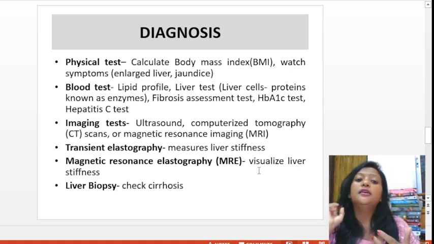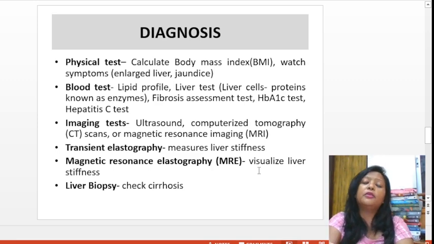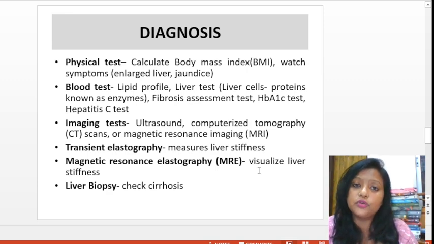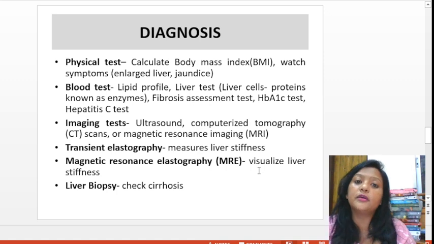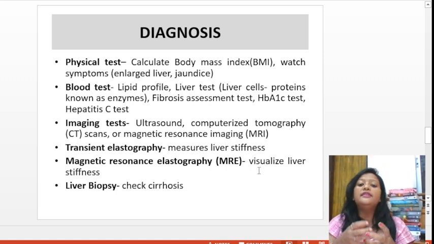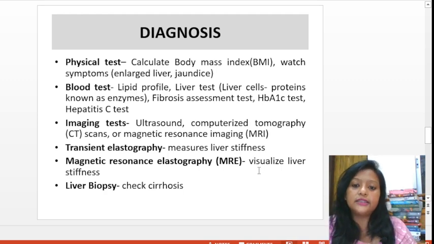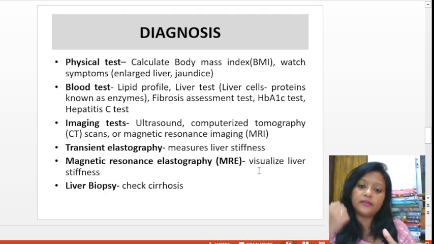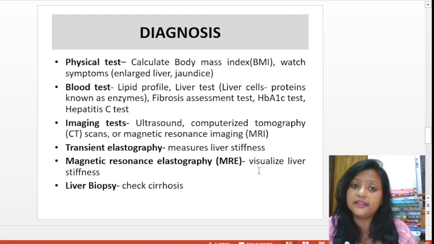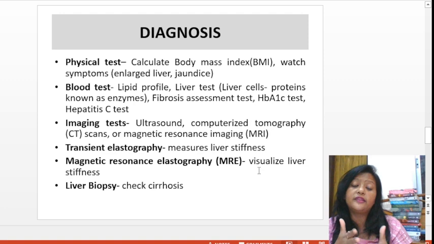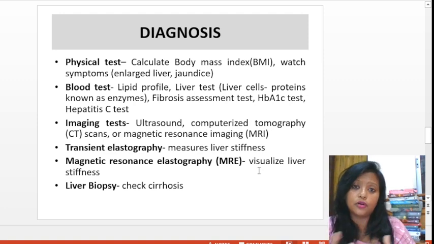Also, the doctor might suggest a blood test. It's very common, we do a lipid profile test, we do a liver test. Because the liver cells produce some proteins known as enzymes. When they're released in the blood, doctors will check the enzymes in the blood, whether they are being produced or not, and how much quantity is being produced. They will check hepatitis C, and they will see if you're having Wilson disease or not.